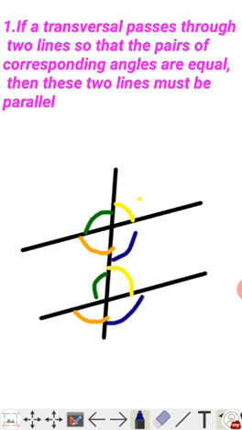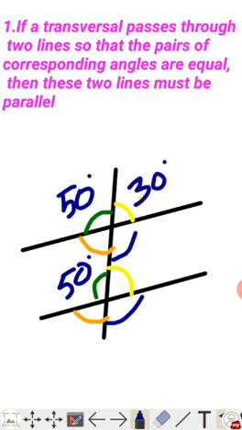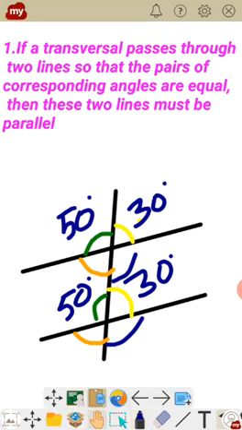These are the corresponding angles and they should be equal. They should be equal means what? Their measurement should be equal. For example, if it is 50 degrees, its corresponding angle should be 50 degrees. If we take another pair, if it is 30 degrees, the other corresponding angle should be 30 degrees, in this way. So if they are equal, then you can say that these lines are parallel lines.